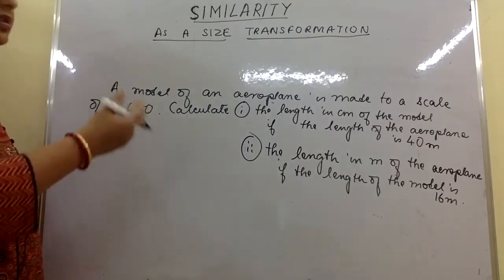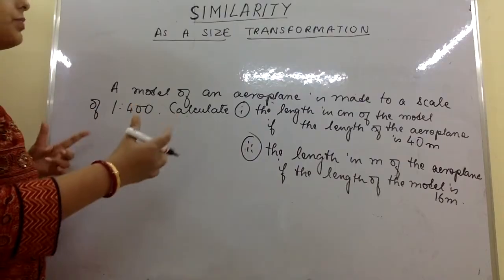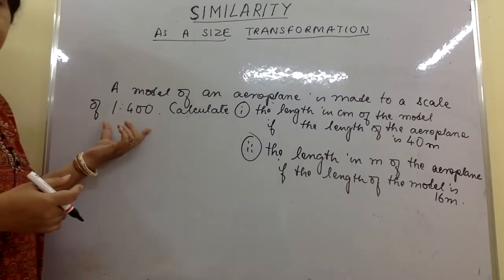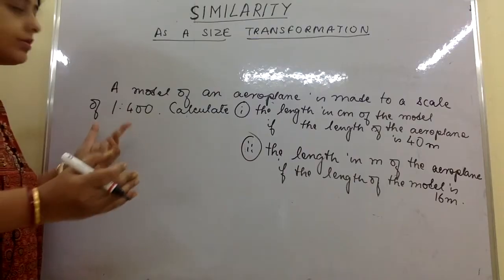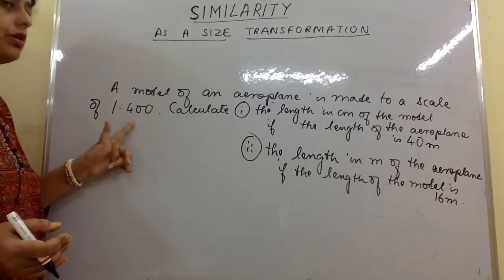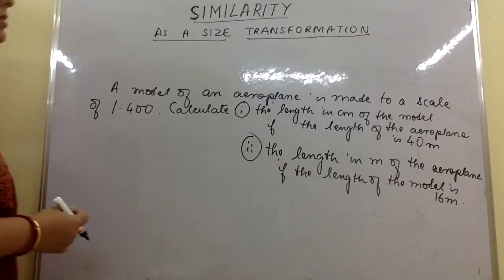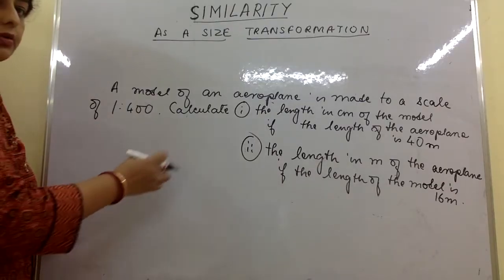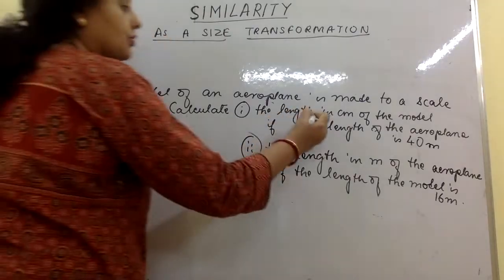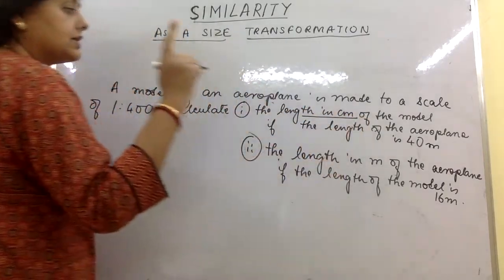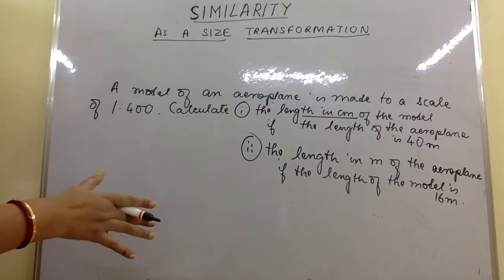Now I really like this question. One question does many things. A model of an aeroplane is made to the scale they have given. It means there's a big aeroplane, and they are making a small model of it in this ratio, so the actual aeroplane is 400 times the model. Calculate the length in centimeters of the model. Now what is important here is to note this: don't neglect this, the length in centimeters of the model, if the length of the actual aeroplane is 40 meters.